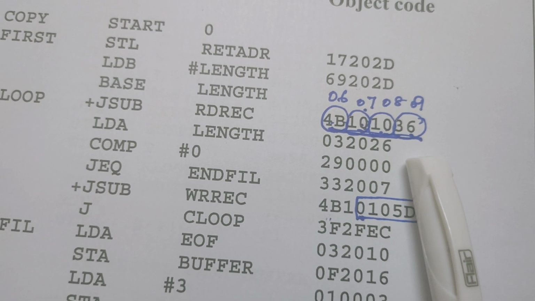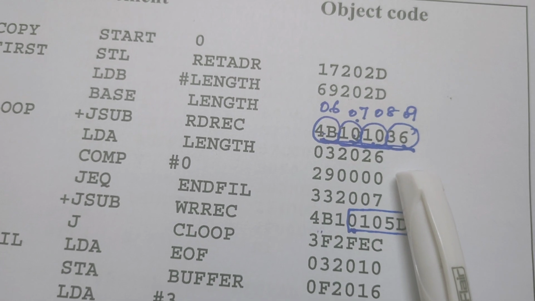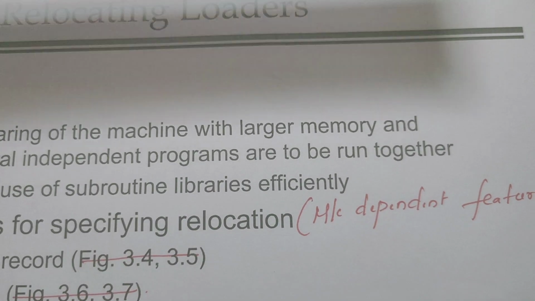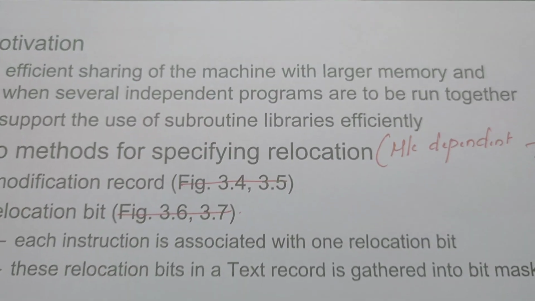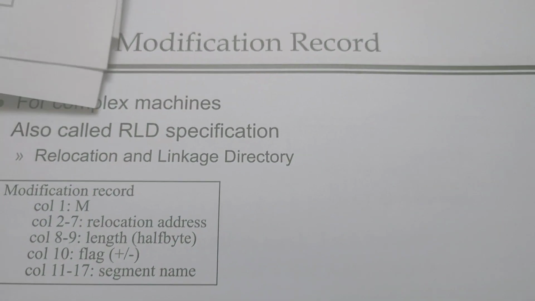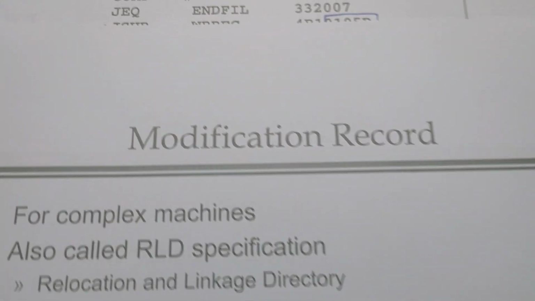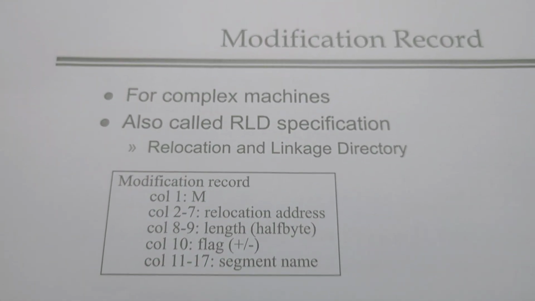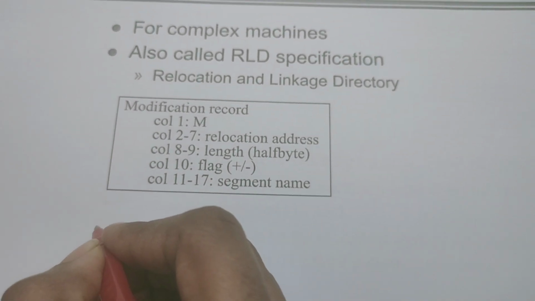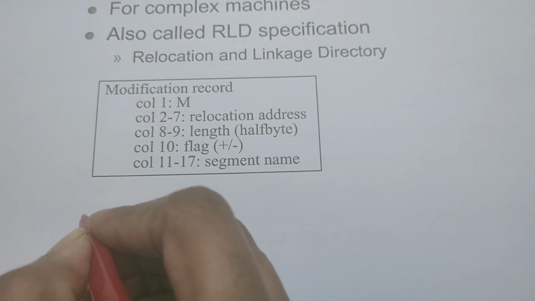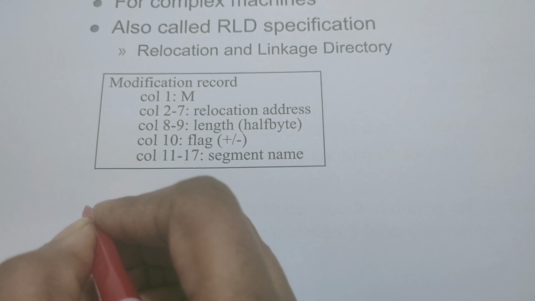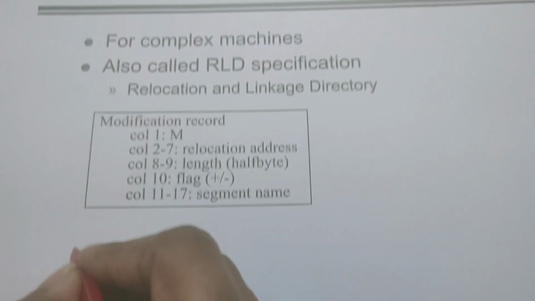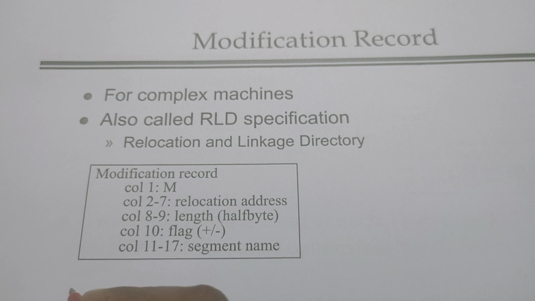So how it is getting impacted, that is what we are going to see now. Now I'll explain with the modification record. For this SIC/XE program, I'm going to write the object code. How do we write the object code? An object program contains 3 types of records: header record, text record and end record. But to reflect the modification, we are going to include the modification record also in the object program.